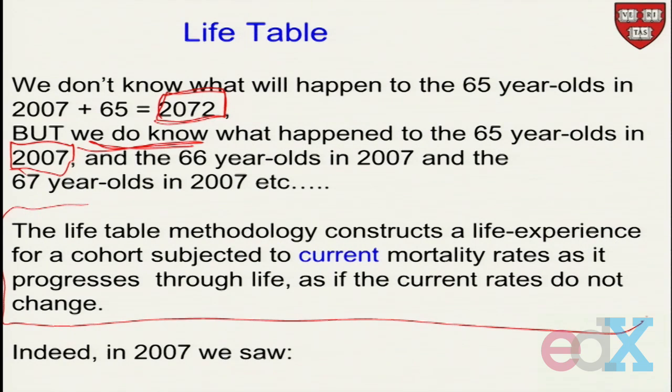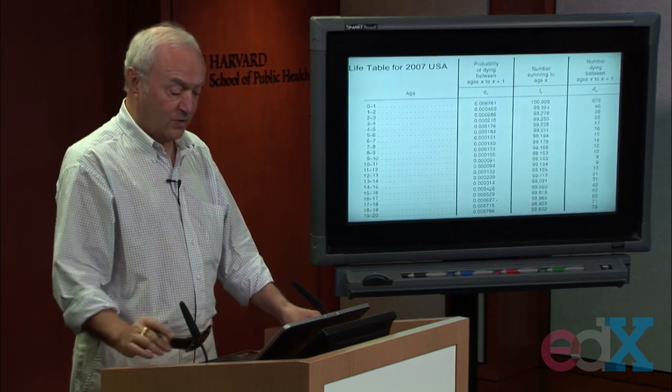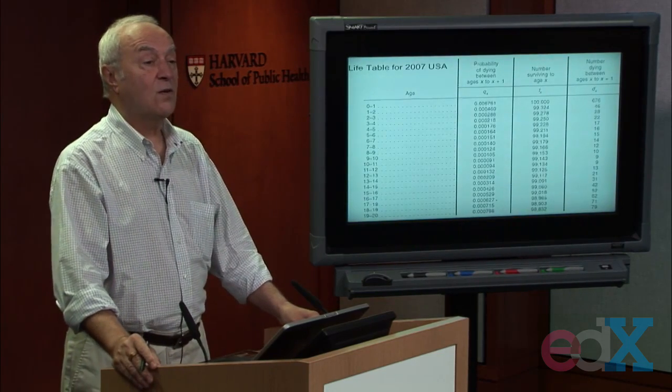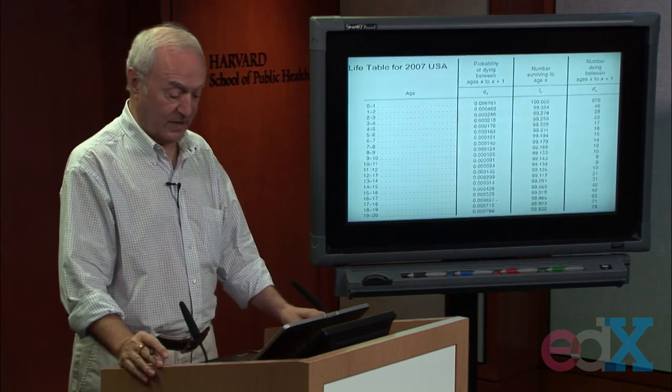The life table methodology constructs a life experience for a cohort. It's a fictional cohort, but it's a cohort subjected to current mortality rates as that cohort progresses through life, as if the current rates don't change. Let's look at it a little bit more closely. In 2007, let's take a look at what happened in the first 20 years of life. That's because I can only put 20 years of life on the slide.